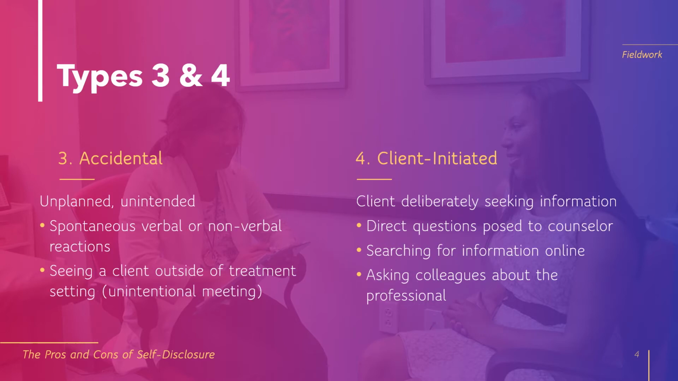Taking a look at the next two types, number 3 is called accidental self-disclosure. So these are unplanned and unintended. These are reactions that we might have in a session where we may just blurt something out, maybe saying, "Oh, I went through the exact same thing," or "I had a relative who died last year also," after a client has shared that they've had a loss. Maybe you didn't intend to share that information or even want the client to know, but sometimes things just slip out. Also, an example would be seeing a client outside of the treatment setting where you weren't intentionally meeting them. Maybe you just saw them at the same grocery store, or at the same restaurant, or whatever it is.